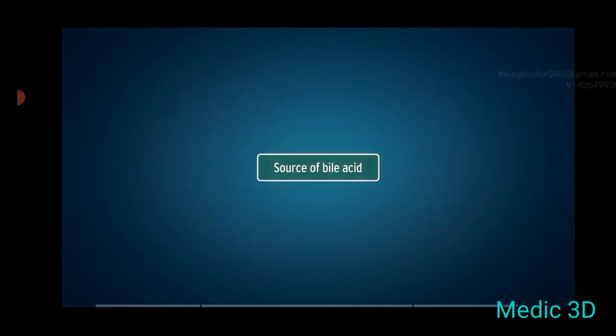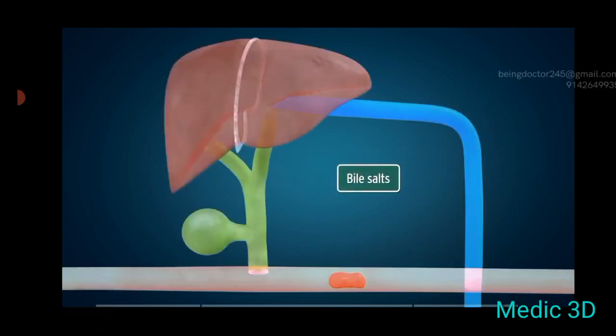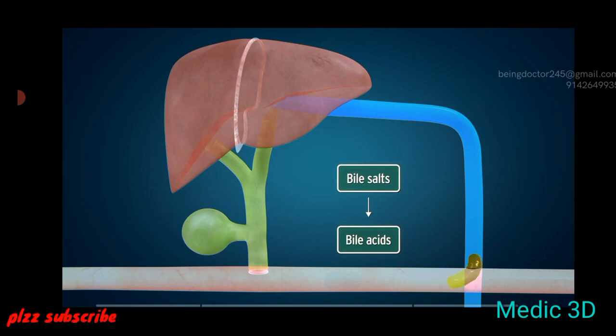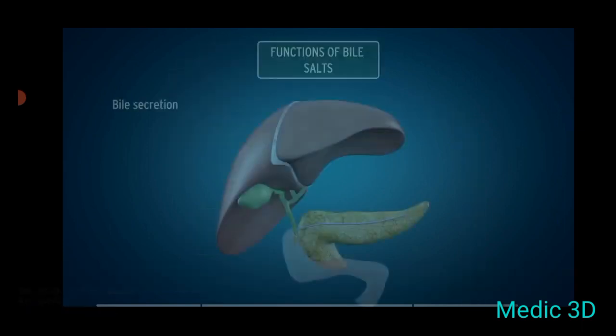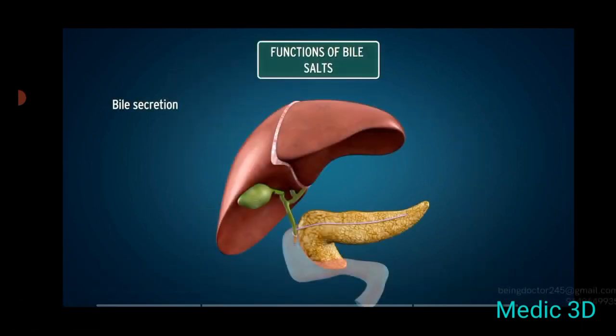Source of bile acid. Bile salts are converted to bile acids in the intestine, which is then absorbed into portal blood. Thus, bile salts are important sources of bile acids that add to the bile acid pool of the body. Bile secretion. Bile salts are important choleretics. They are constituent of bile and also they stimulate bile secretion.